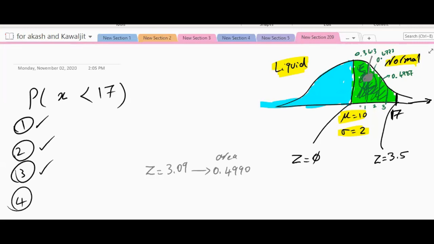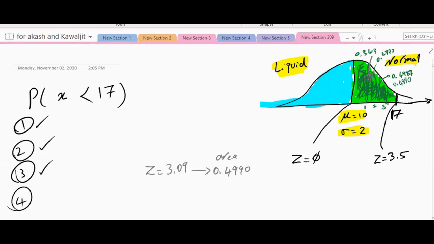So as we go far from the mean, this area is growing. Can this area become more than 0.5? No. Why? Because the whole domain is 1 and the other half is 0.5, so this half cannot be bigger than 0.5. Exactly. Very good. This area cannot be more than 0.5, and it is growing. When we reach 3.09 standard deviations, it becomes 0.499.